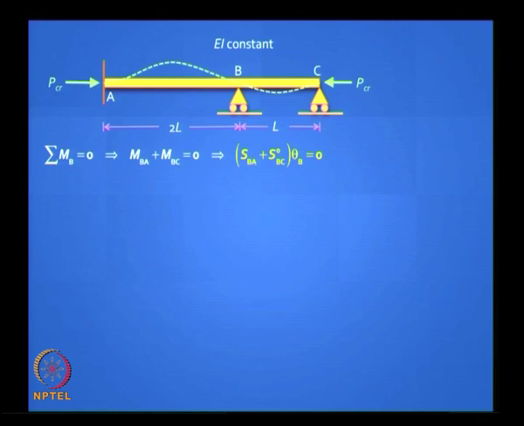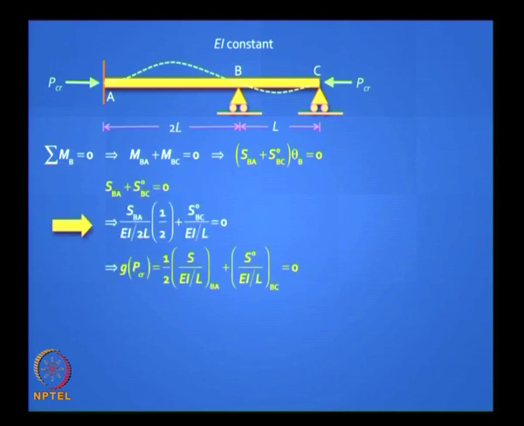Is the equation that I have written okay? MBA is SBA into theta B, there is no loading on that beam except for axial load P, and MBC is S naught BC into theta B, and the total moment must add up to 0. That is equilibrium. Now you have to write SBA and SBC in terms of P critical or mu L. You have to do it in a clever way.